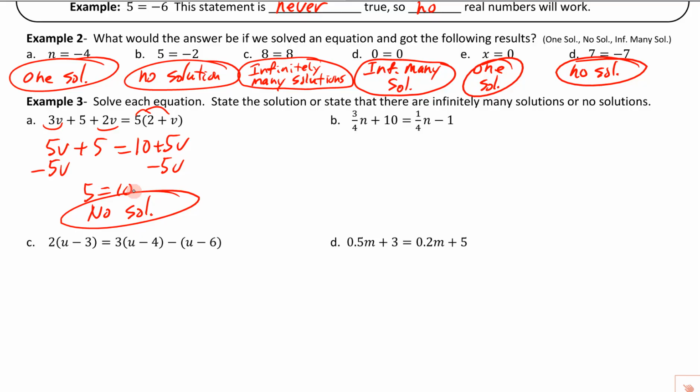And some people, once you practice these, they actually like these a little bit better because there's not as much work. I mean, we don't have to write down what the answer is. There's no solution to this one, okay? Let's take a look at the next one right here.